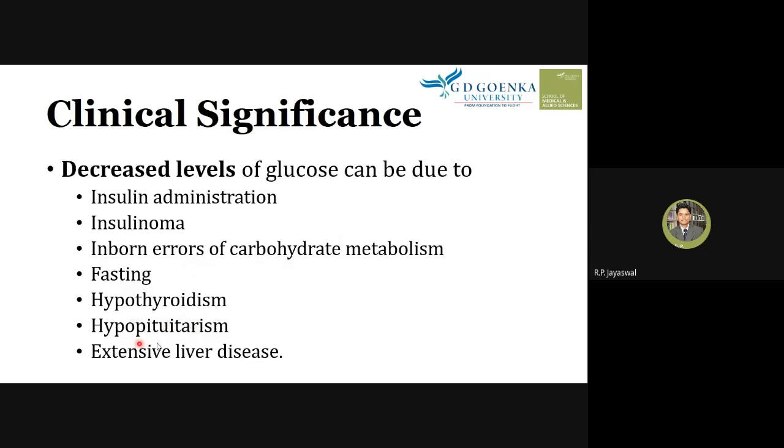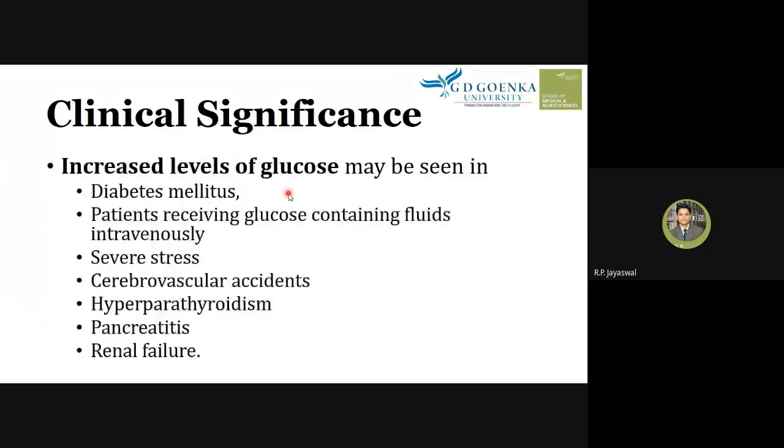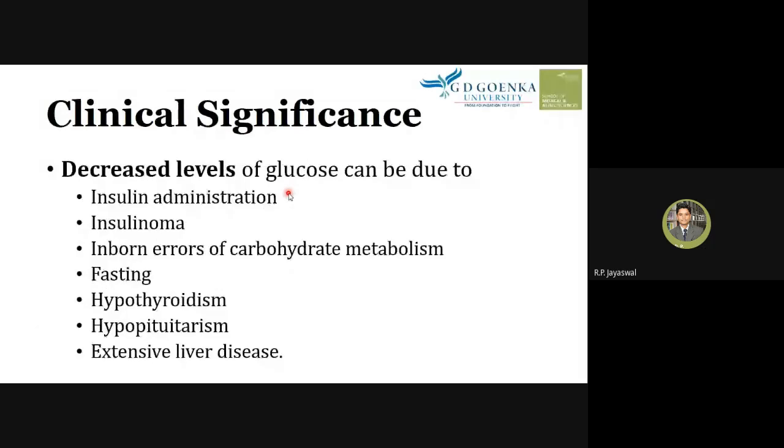So in hypothyroidism and hypopituitarism, in both conditions, it has been observed that the glucose level in the blood usually decreases. And lastly, extensive liver disease. When there is a severe liver disease, in such a condition also, it is observed that the glucose levels in the blood decrease. So we studied the two conditions where glucose levels might be increased and where they might be decreased. These are the clinical conditions, and because of this significance, we do the glucose test in the lab.